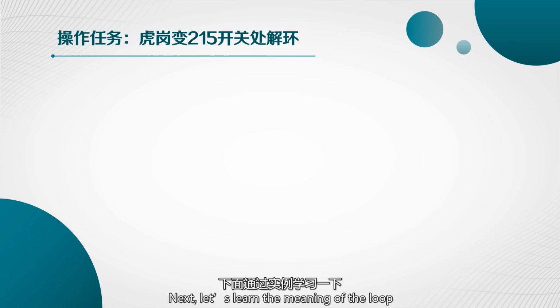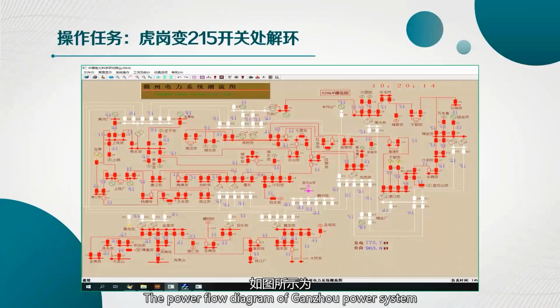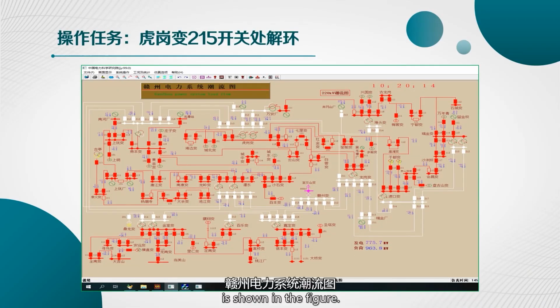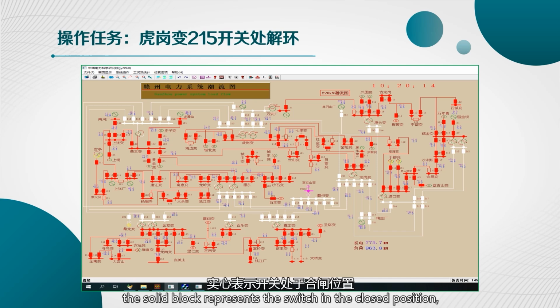Next, let's learn the meaning of the loop network and the operation of loop opening through examples. The power flow diagram of the Ganzhou power system is shown in the figure. The white line represents the 220 kV line. The red line represents the 110 kV line. The rectangular block represents the switch. The solid block represents the switch in the closed position, and the hollow block represents the switch in the open position.